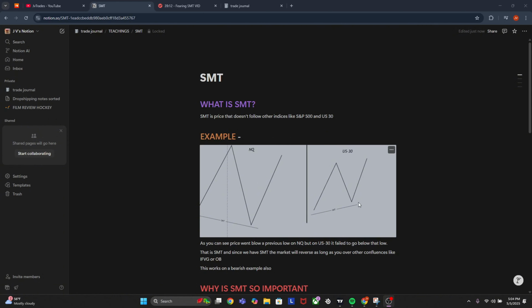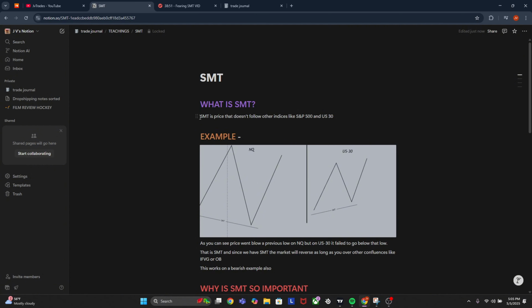Alrighty. So I'm kind of done with the normal education stuff because honestly, you could find that anywhere on YouTube. But what I see a lack of is the ICT concepts that are a little bit more advanced than just fair value gaps. And one of those things is SMT. SMT is pretty much the most important thing that I use in trading.